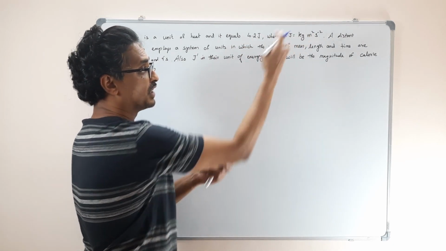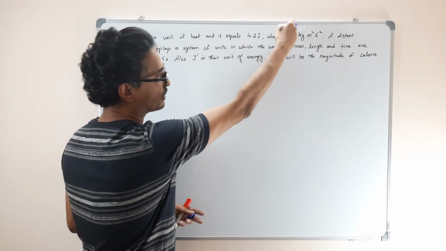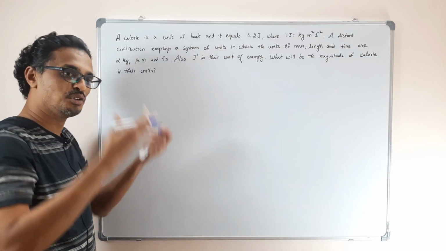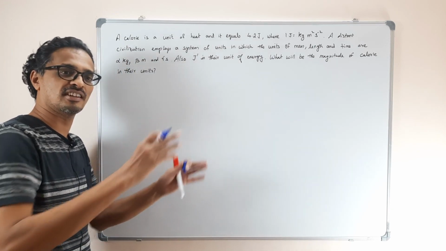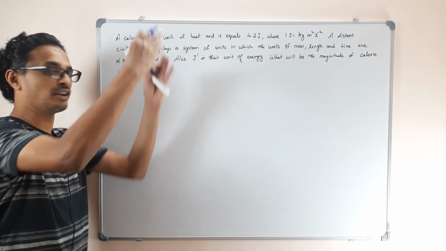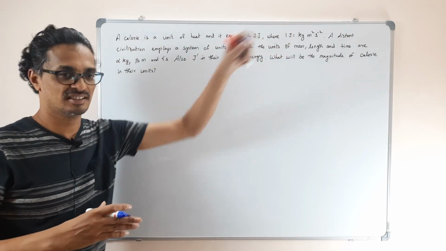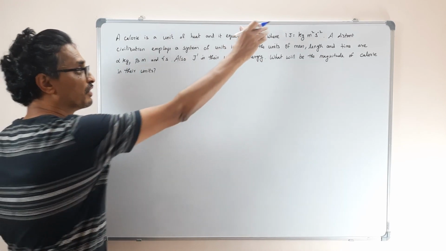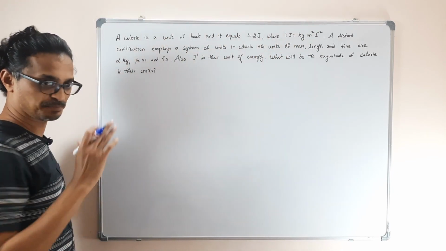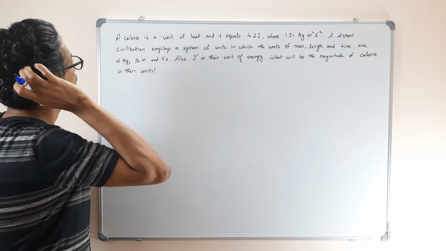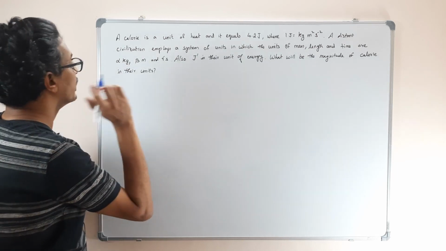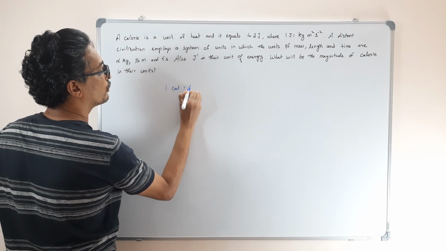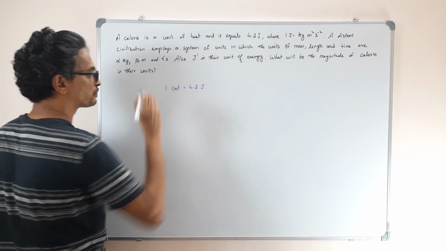In fact, they won't always give you the dimension. In this question you should know the dimension of energy. If you don't remember, use any energy, like potential energy mgh, and find the dimension. All energy will have the same dimension. Even if it is not given, you can get it from dimension analysis. So what is given is 1 calorie is equal to 4.2 joules.